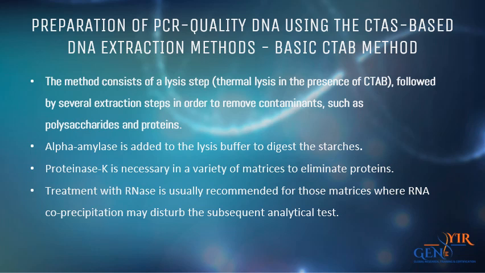The method consists of a lysis step, thermal lysis in the presence of CTAB, followed by several extraction steps in order to remove contaminants, such as polysaccharides and proteins. Alpha amylase is added to the lysis buffer to digest the starches in case of amylaceous matrices. Treatment of samples with proteinase K is necessary in a variety of matrices to eliminate proteins. Also, treatment with ribonuclease is usually recommended for those matrices where RNA co-precipitation may disturb the subsequent analytical test.